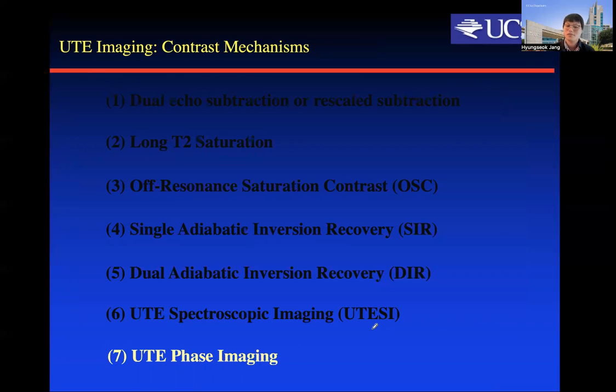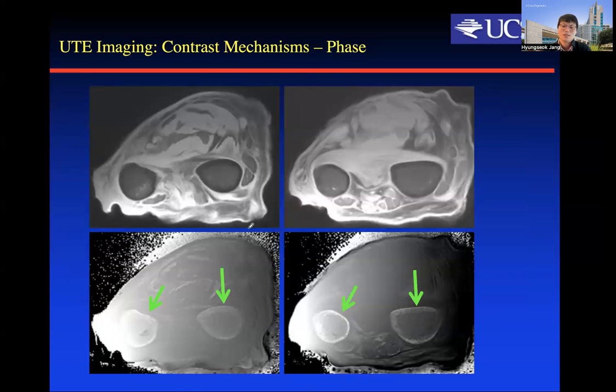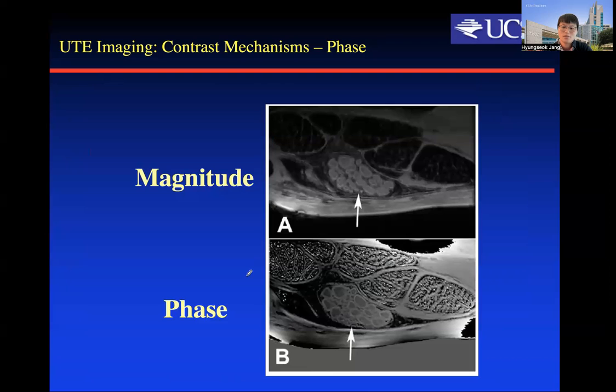And then lastly, I will show you some UTE phase imaging. So this is magnitude and this is phase, right? Phase sometimes gives much better imaging of the details for certain structures, like in this case. And also, this is another example, a peripheral nerve. You can see in the phase image it's much clearer, the vessels. Which is very useful in this case.